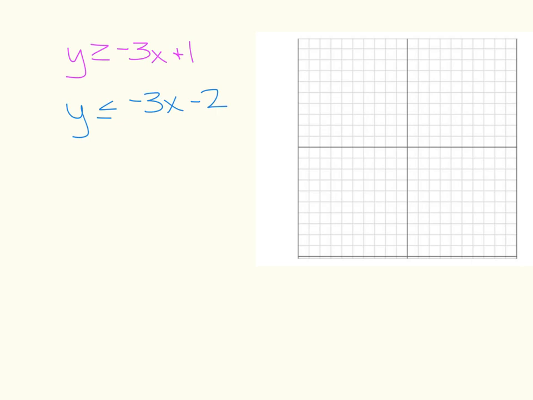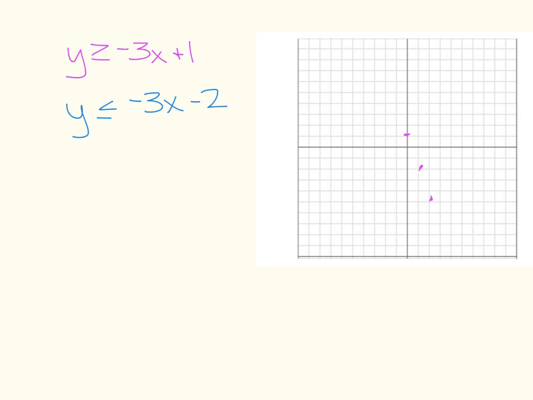In this problem, I've got y is greater than or equal to negative 3x plus 1, and y is less than or equal to negative 3x minus 2. So I'm going to graph these. My first one, the y-intercept is 1, and I'm going down 3 over 1. So 1, 2, 3 over 1.